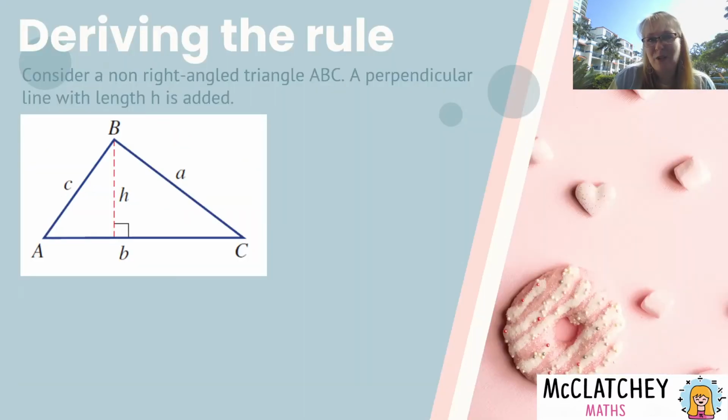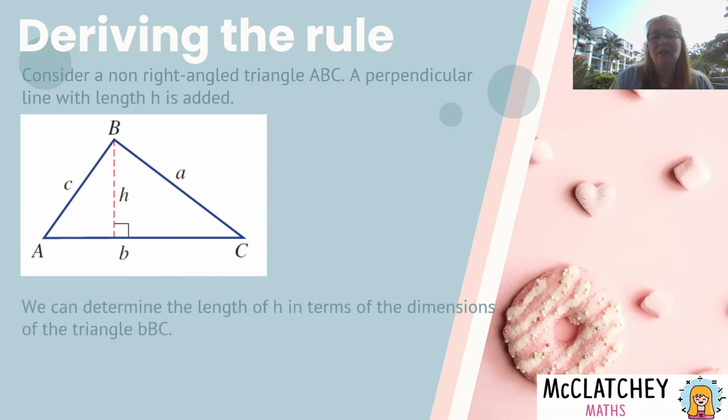Now for our senior students in extension or methods, you're going to want to know how to derive the rule. So let's consider a non-right angle triangle ABC, and we've actually dropped that perpendicular line right down the center. Now you'll notice that it splits the triangle into two smaller triangles, and this is where a lot of students go wrong because they're assuming that the length from capital A to little b is the same as little b to capital C, and it's not. You can see that clearly here that they're both different lengths, so you can't make the assumption that they're the same.